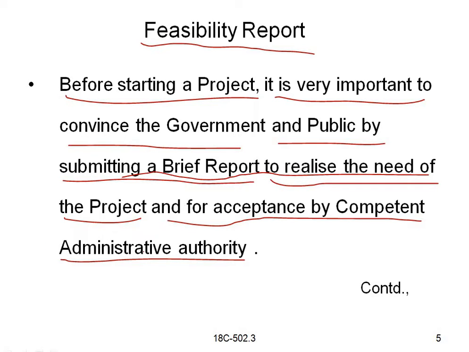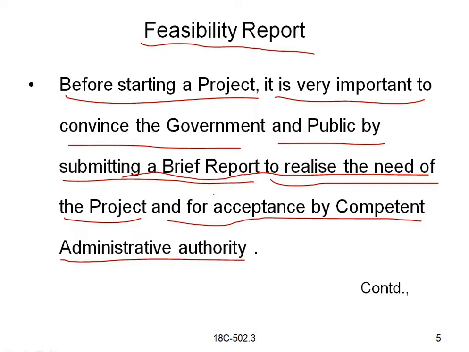And next, for acceptance by competent administrative authority. After preparing these detailed reports, which are called feasibility report, all these we have to do before starting the project only. Before starting any construction project, we have to prepare this feasibility report. These feasibility reports should be submitted to the government and convince them, and we have to get them approved, so that we will call competent administrative authority. In the government, whoever the officials are, we will call them competent administrative authority.